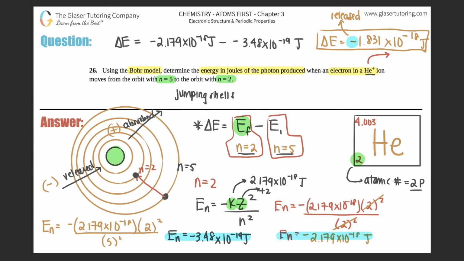So here, they're asking to determine the energy in joules of the photon produced. When you see this keyword, when they're just asking for how much was produced, all they care about is just the quantity. So this would actually just say 1.831 times 10 to the negative 18th joules. They don't care about whether energy was released or absorbed, that's what would be the positive and the negative. They just care about how much energy was produced. 1.831 times 10 to the negative 18th joules were produced. That's it. We don't care about the negative because they didn't ask whether it was released or absorbed or anything. They just wanted to know how much was produced.